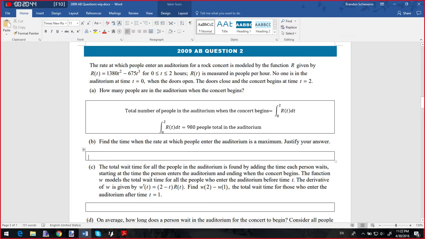Okay, so the next thing I want to do is find the time when the rate at which people are entering the auditorium is at a maximum, and justify the answer. In order to maximize the number of people in the auditorium, I would need to look at the first derivative. That first derivative is actually my rate at which people are entering the auditorium, which is what was given to us. So that's r of t. Whenever r of t is equal to 0, that's a point where we could have either a maximum or a minimum.